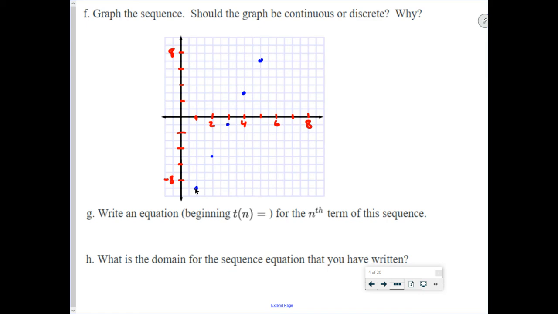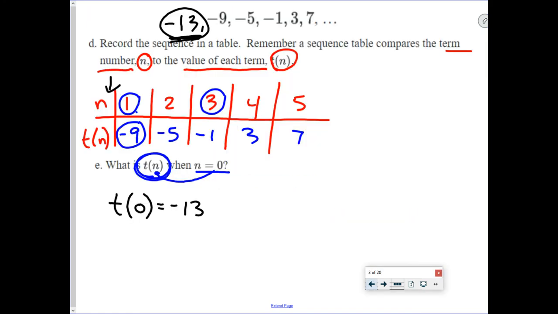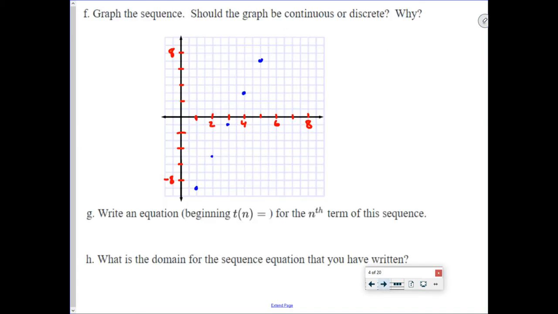If I go back to my sequence and start plugging numbers in between, like -3, -7, then this is term number 1, this is term number 2, this is term number 3. The numbers listed are in order of the term numbers, so I can't plug anything in between. Therefore, this should be a discrete graph. Discrete, because I cannot have values in between my term numbers.